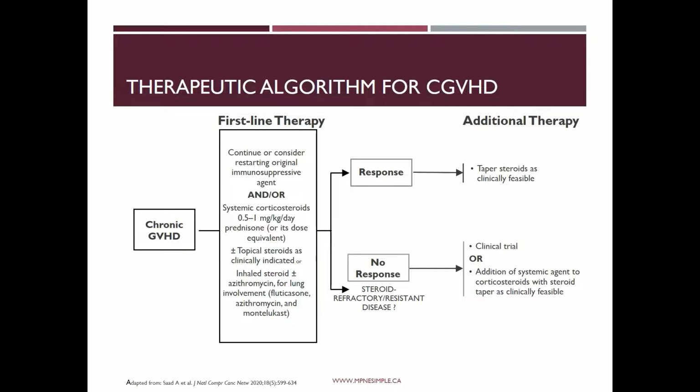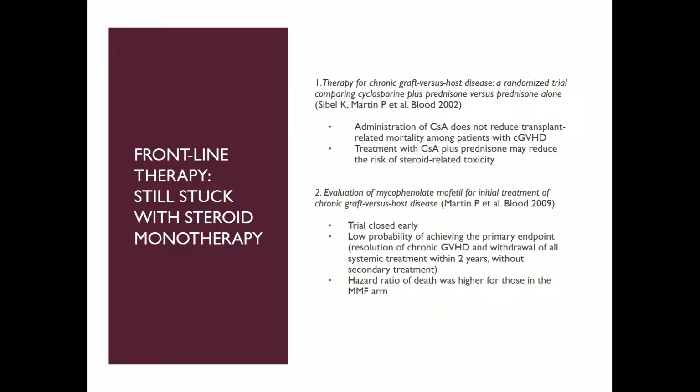But if patients are not responding after 8 to 12 weeks, or if they are clearly progressing on first-line therapy, it's important to consider that the patient might have steroid refractory or resistant disease, and then focus on second-line therapy or clinical trials. I'll say a few words about frontline therapy. Despite decades of research, we are still stuck with steroids alone in the front line.